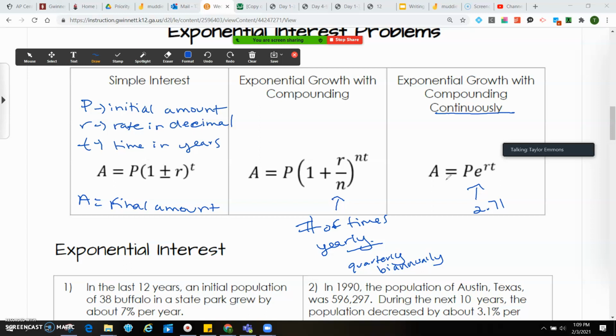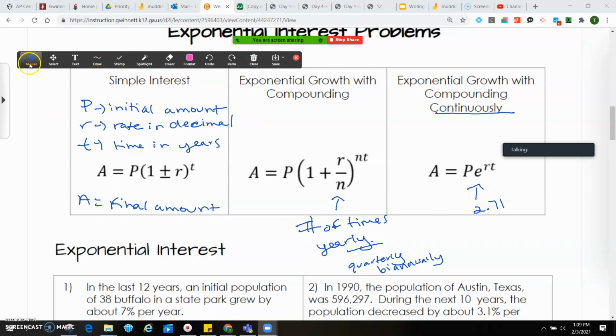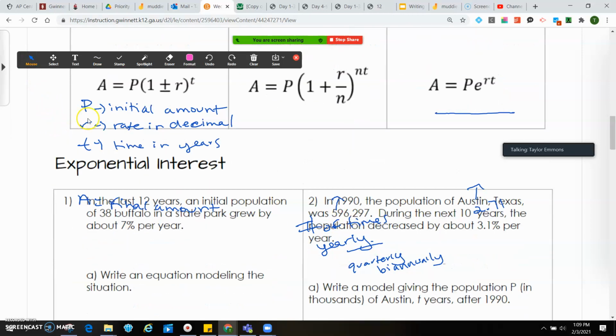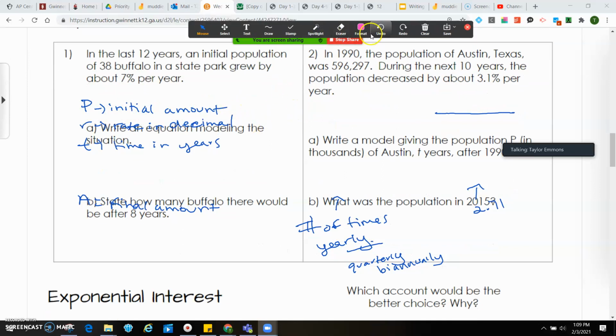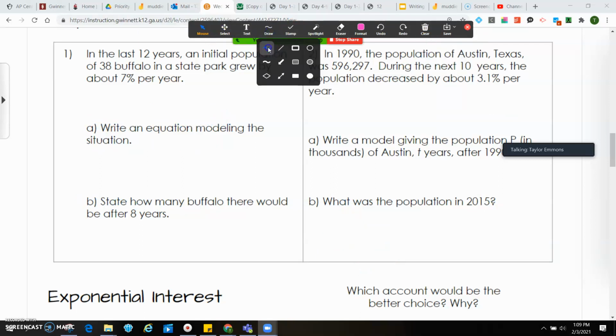All right, so looking at number 1. It says in the last 12 years, an initial population of 38 buffalo in a state park grew by about 7% per year. Yikes. As the person that I am, I struggle with word problems, just like the normal person does too. So what I do to help combat that is I take notes on the word problem. It tells me there's an initial population of 38 buffalo, so I know that my P value is going to be 38.